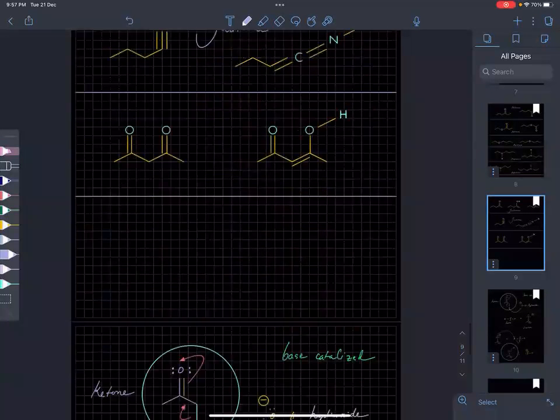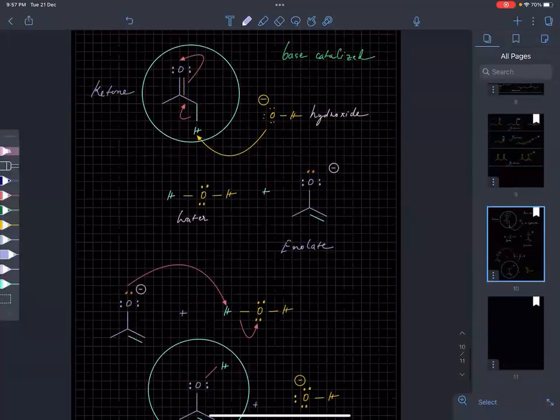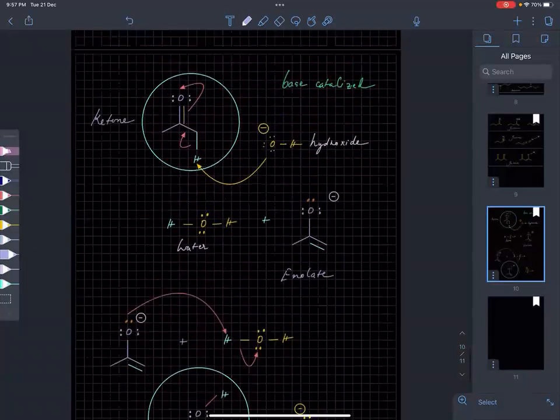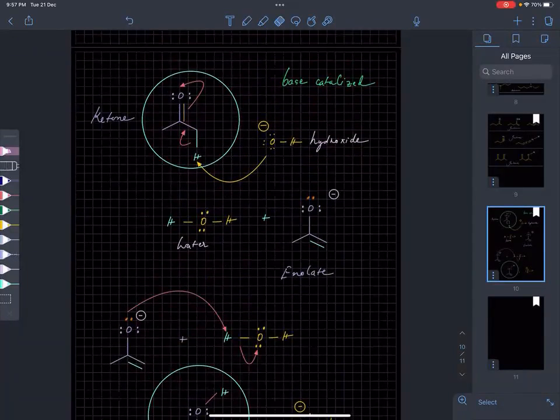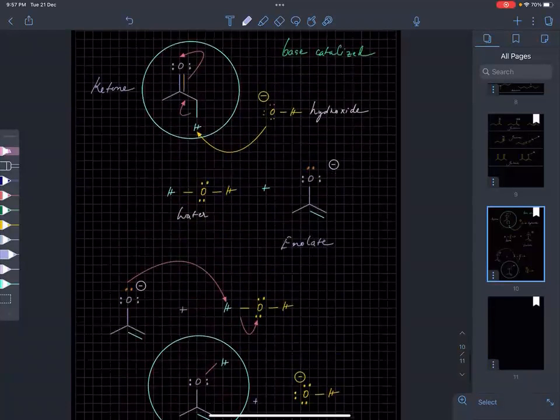These two are also tautomers. Okay? Clear? And one more thing you just keep in mind: in a basic reaction, you should never get a positive charge anywhere in between the mechanism. The thing I wrote is a mechanism here. So you see all charges are negative charges. There is no positive charge anywhere. Can you see that?